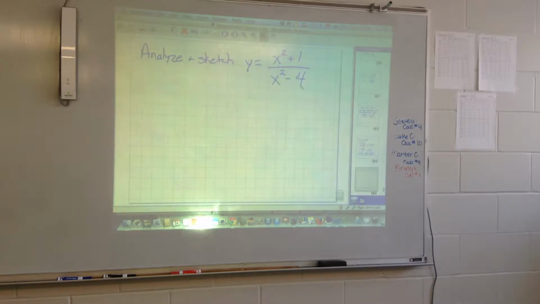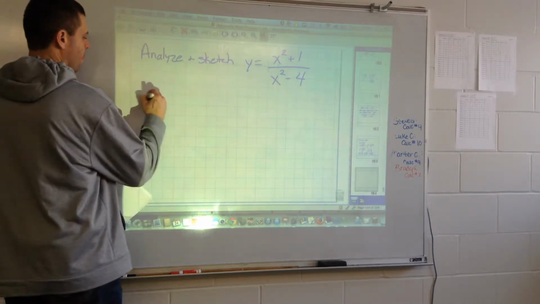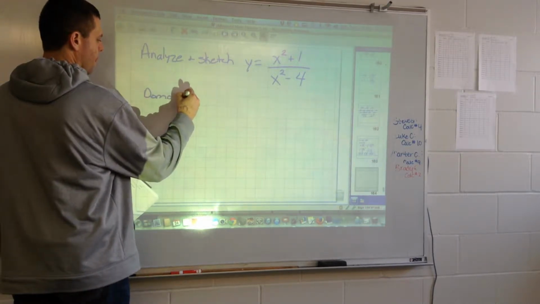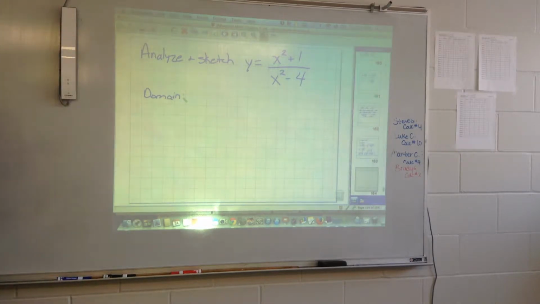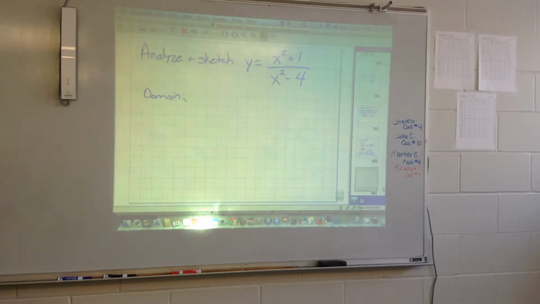First thing off our checklist here is the domain. Domain of this function, what would it be? What do you need to think when you think about domain? What is going to make it not have an x value? I try to think about what x values don't work versus what x values do work. By working, I mean you can actually plug in that x value and get an answer for y. So find the ones that you can plug in and can't get an answer for y.